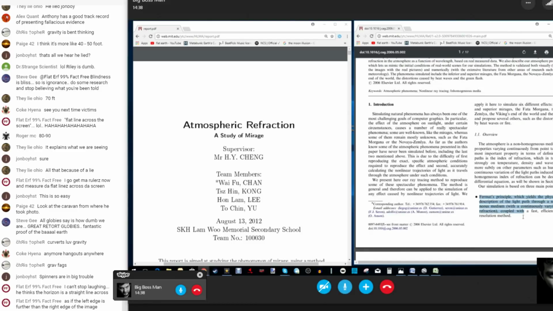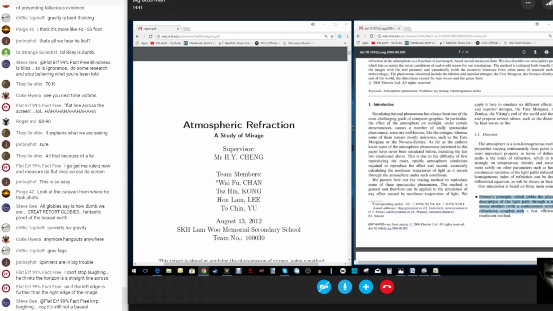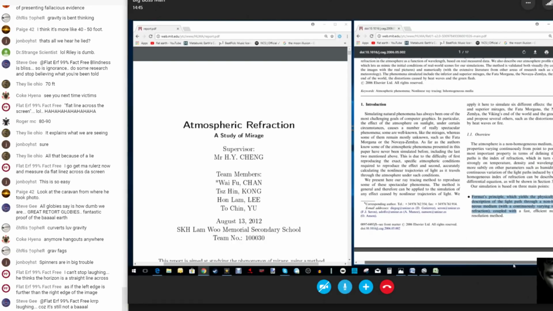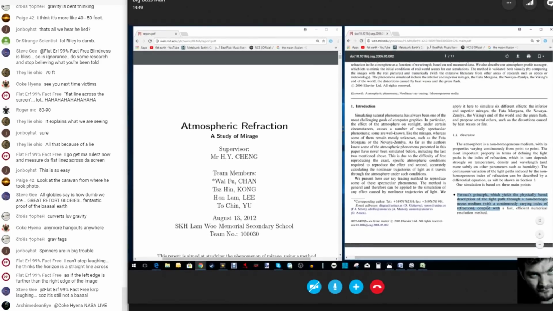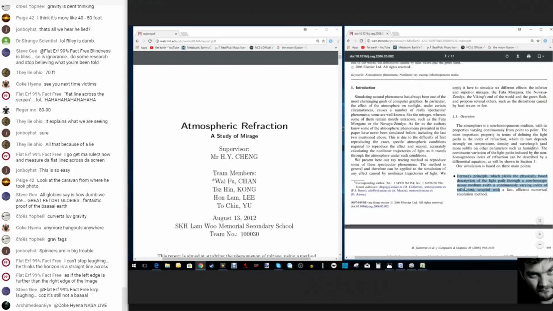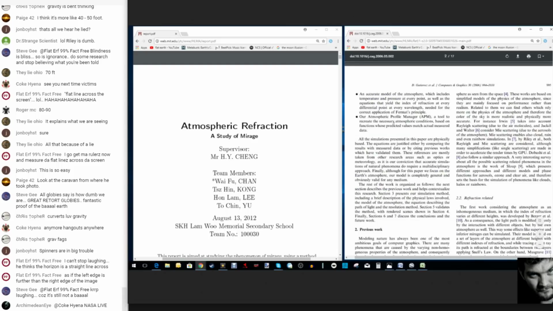They base their simulation on the application of Fermat's principle, which is basically the physically based description of the light path through a non-homogeneous medium with a continuously varying index of refraction, coupled with a fast, efficient numerical resolution method. This is their simulation. It's based on that particular point. There's a couple of other points.